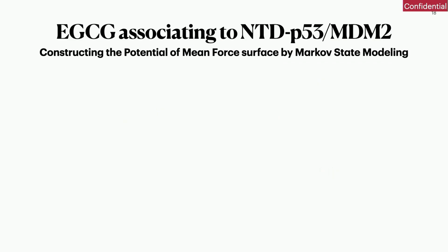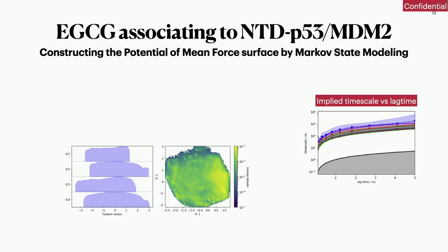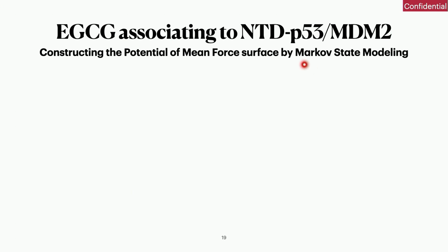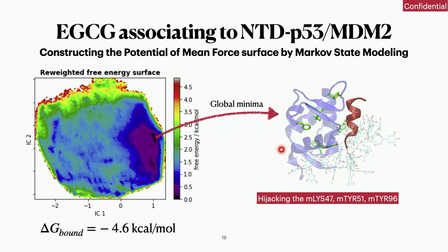So, let's talk about the free energy landscape. We want to identify the most populated structure through the free energy landscape again. So we construct the Markov state model, and this is the global minima.